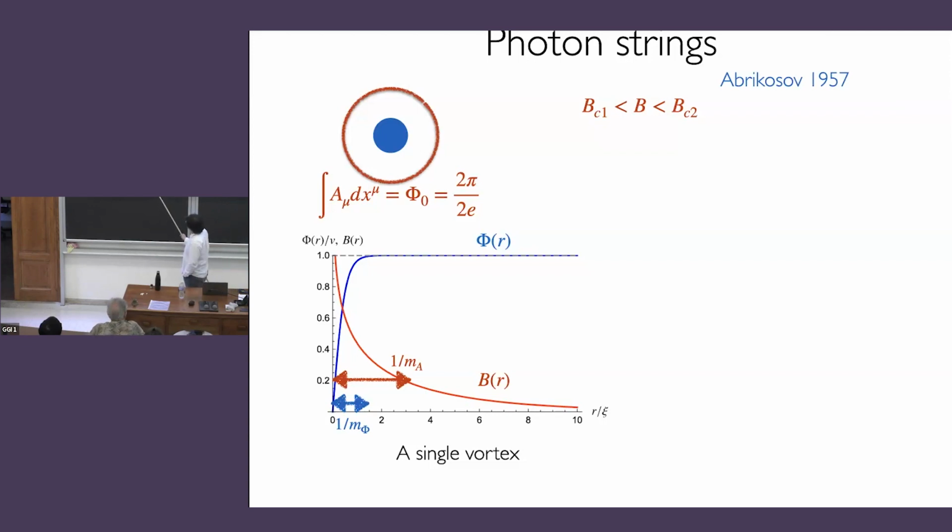The core of the string is set by the mass of phi, and it is tiny when lambda is large, while over a much larger range of length scales, there is a magnetic field with this profile. The vortex is defined by the constant that the integral of A mu around a circle around the vortex core is equal to 1 magnetic flux quantum phi naught, which is 2 pi over 2e. The 2 comes from the fact that the Cooper pair has charge 2.